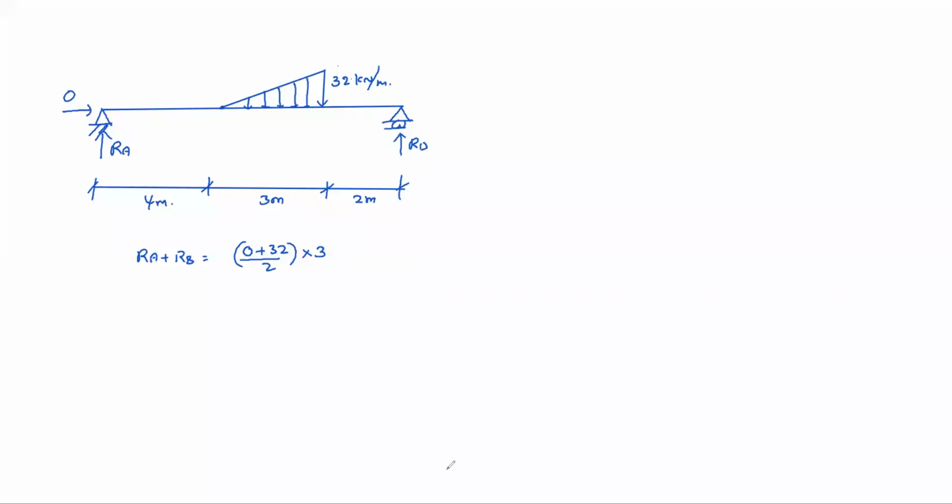What is the value? 32 by 2, that is 16 into 3, 48, right? Yes, sir, 48 kilonewtons. So taking moments about A, directly you can take half into 3 into 32, that is the load, into its centroidal distance.